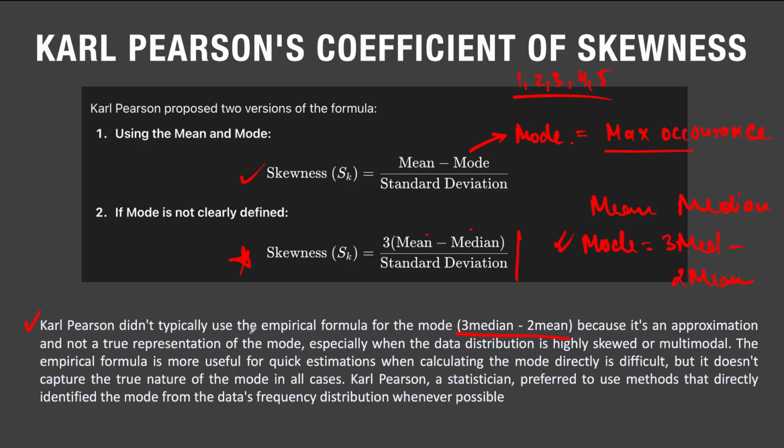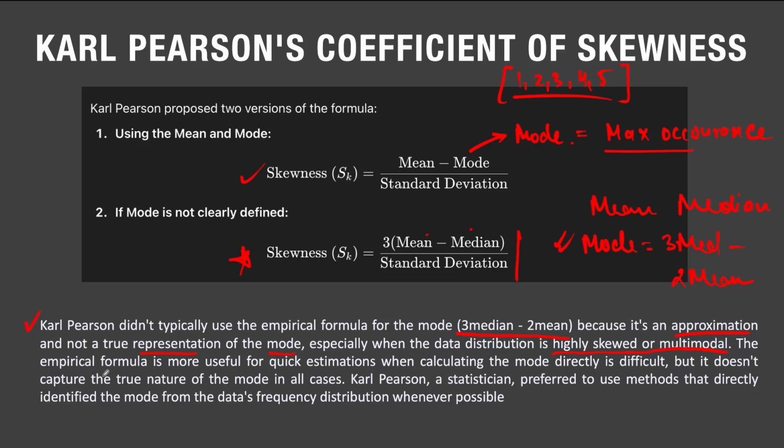Karl Pearson didn't typically use the empirical formula for the mode, which is 3 median minus 2 mean, because it is an approximation and not a true representation of the mode, especially when the data distribution is highly skewed or multimodal. Multimodal means that there are multiple modes. In this small data set of 1, 2, 3, 4, 5, all of them are modes. All of them are occurring once, so all of them have equal modality, right?